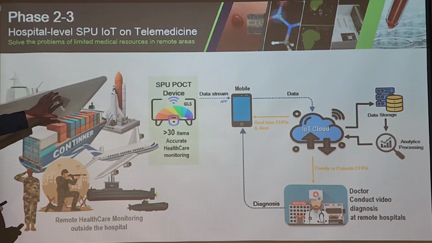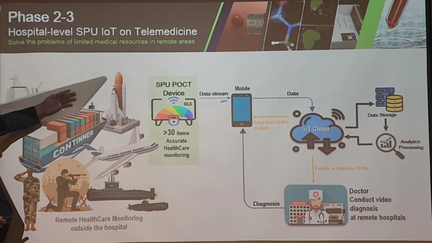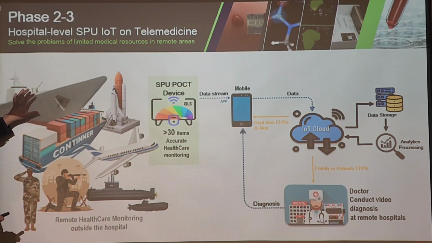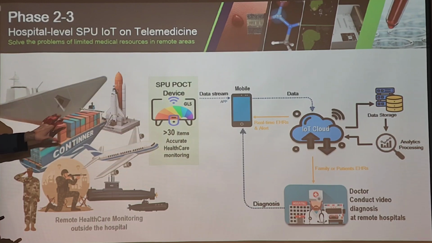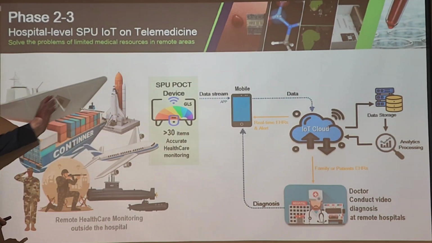And then for the public applications, we have just talked about this. For the carrier, for the ship, and for the space application, airplane, things like that.